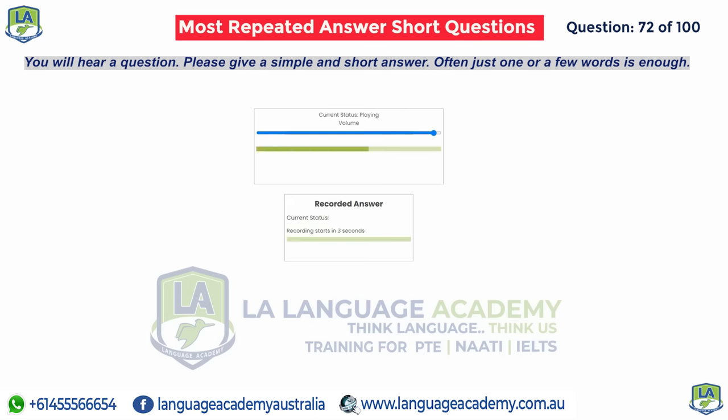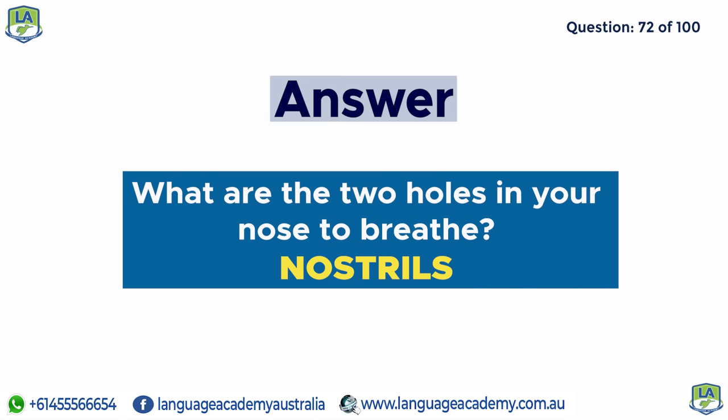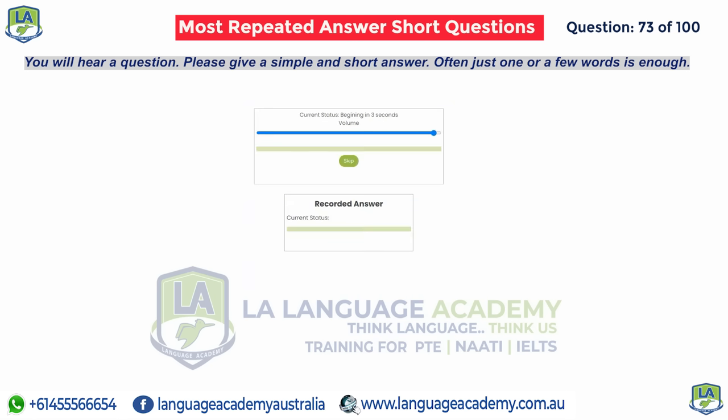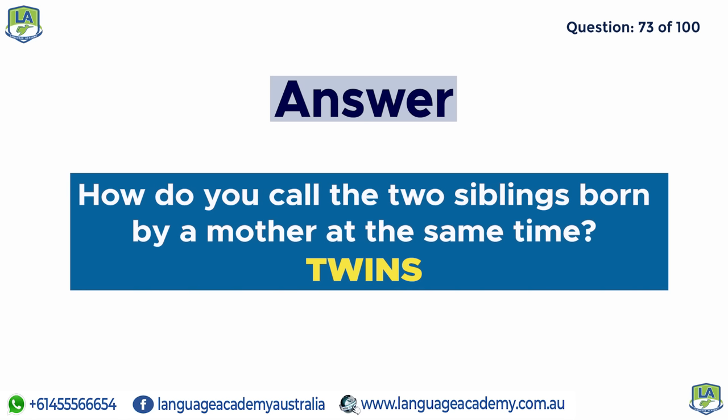What are the two holes in your nose to breathe? Nostrils. How do you call the two siblings, born by a mother, at the same time? Twins.